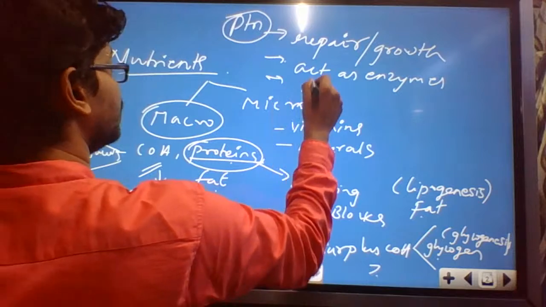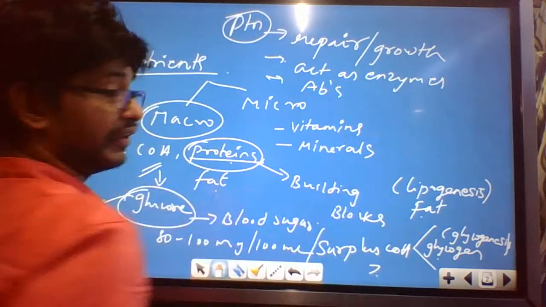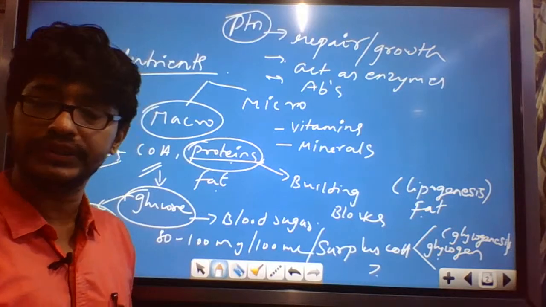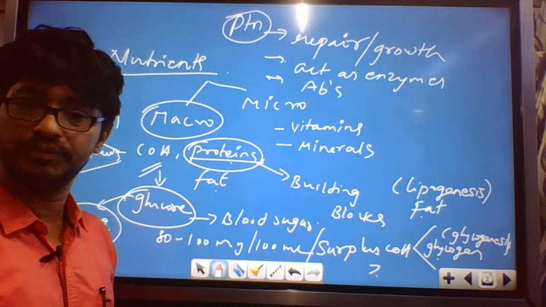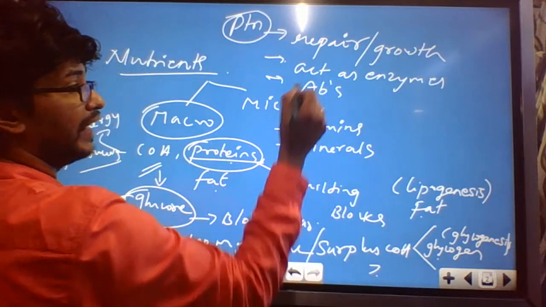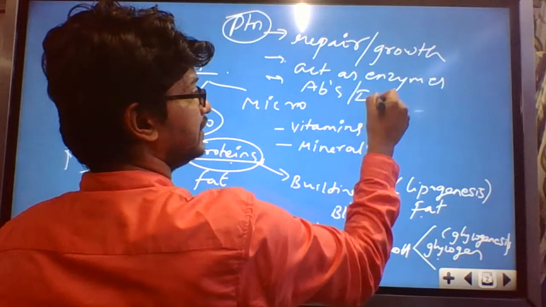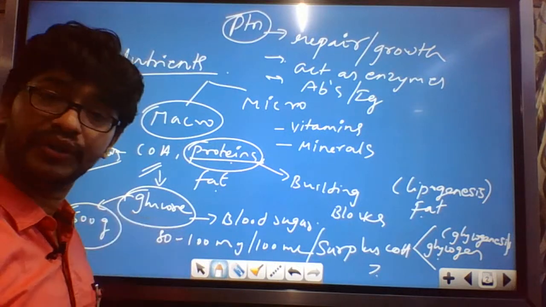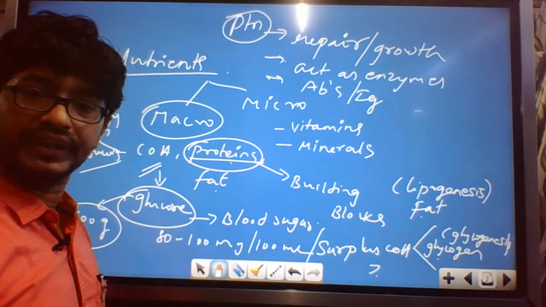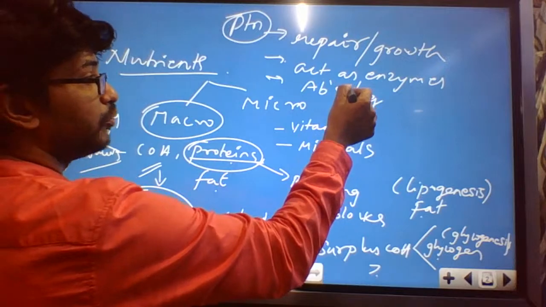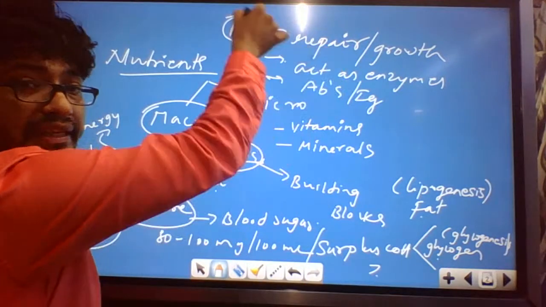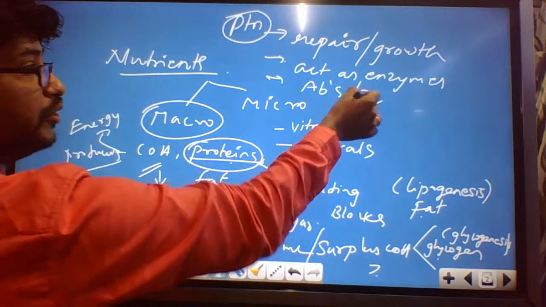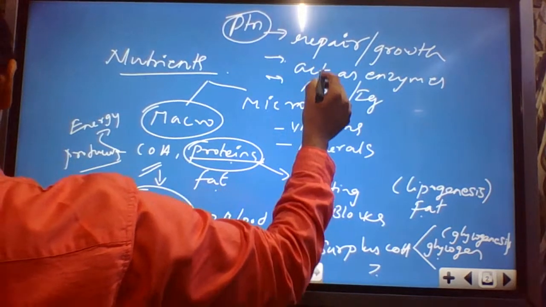And also your blood consists of antibodies. Yesterday, when we studied body fluids and defense mechanisms, we studied immunoglobulins and antibodies. These immunoglobulins or antibodies, like IgG, the antibodies in the defense mechanism, are nothing but proteins. The defense mechanism of the immunoglobulins also comes from proteins.